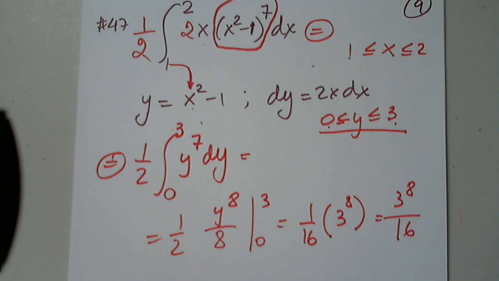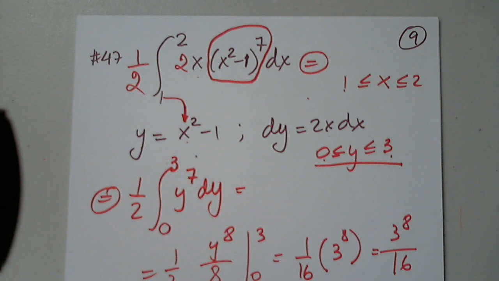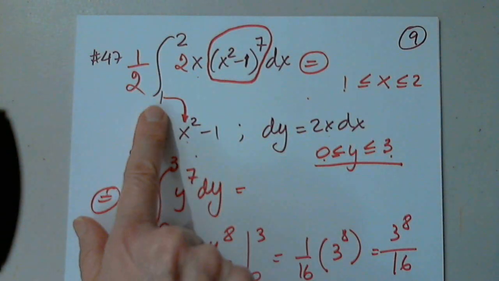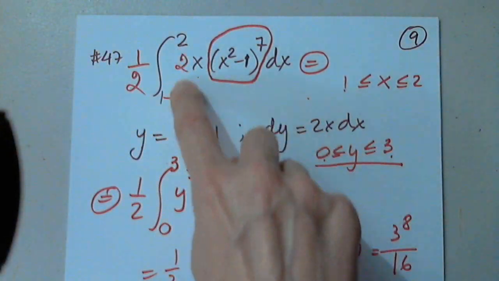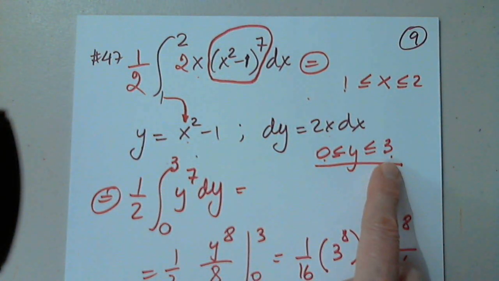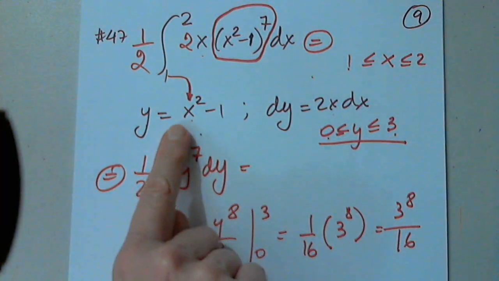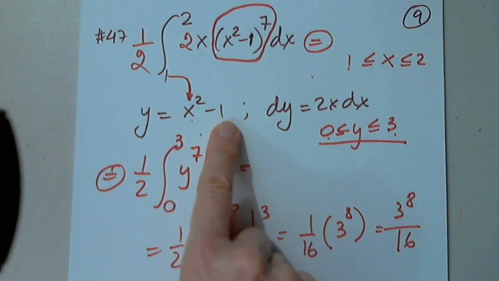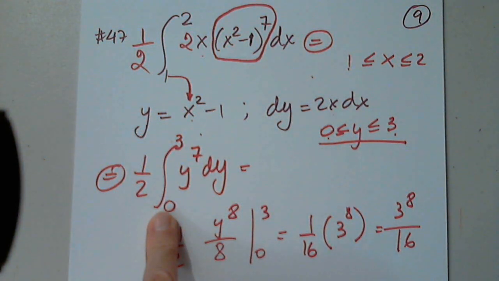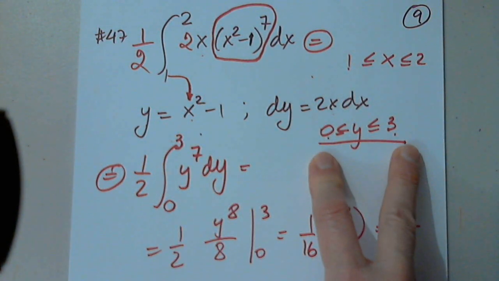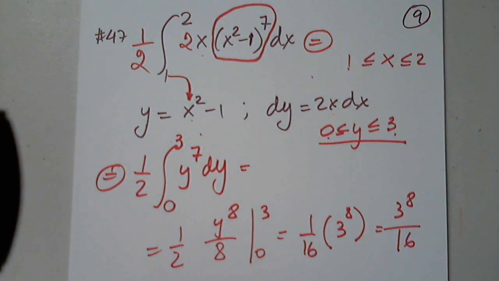You just say we don't use the X limits for the Y's. But you cannot, because y equals x squared minus 1. When x is 1, y is 0. When x is 2, 4 minus 1 is 3. So these are the limits for x. You cannot copy the same limits here. You created something in terms of x. You have to find the limits for y. So when the limits for x are between 1 and 2, the corresponding limits for y are between 0 and 3. Okay.